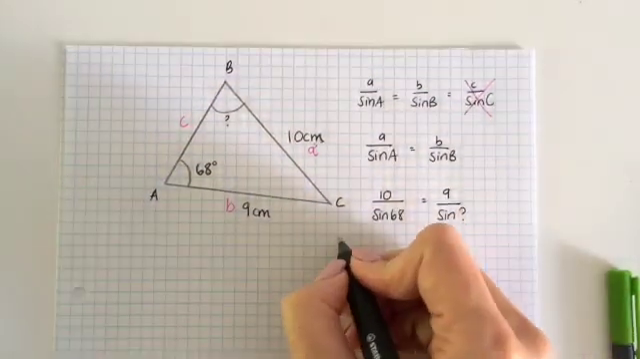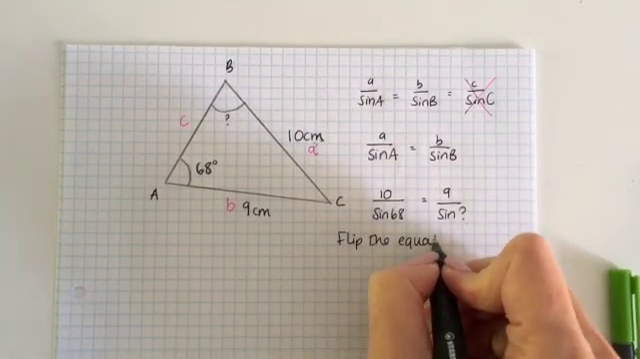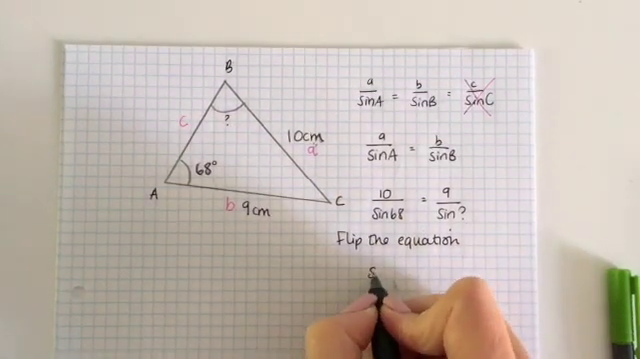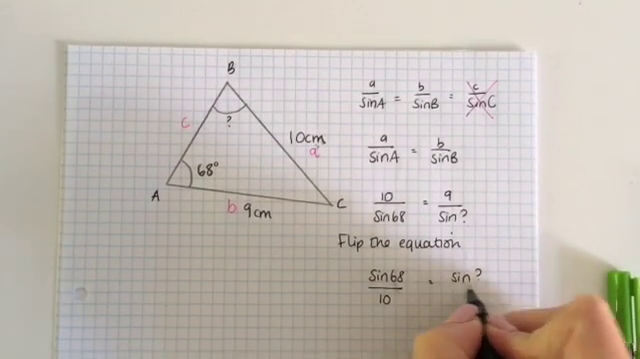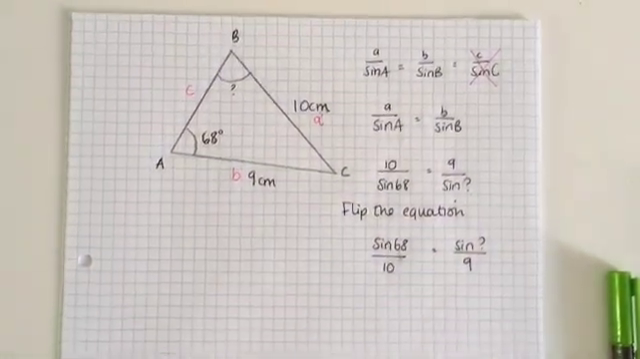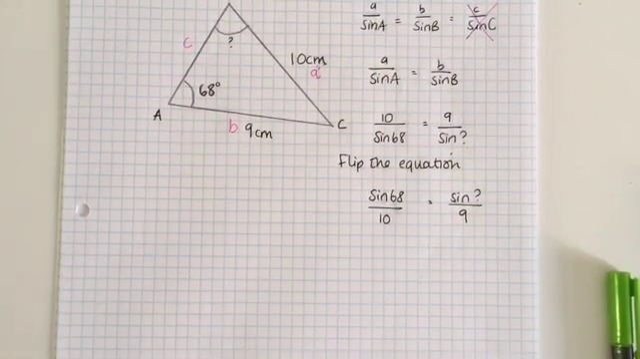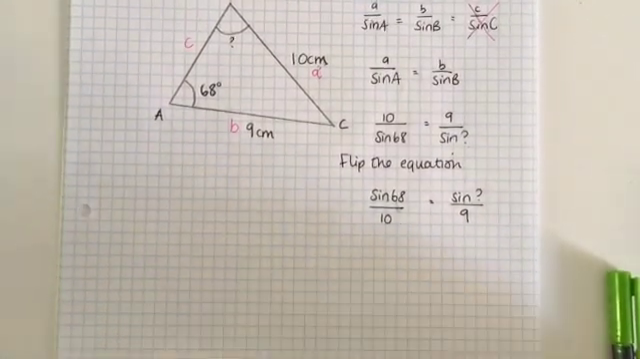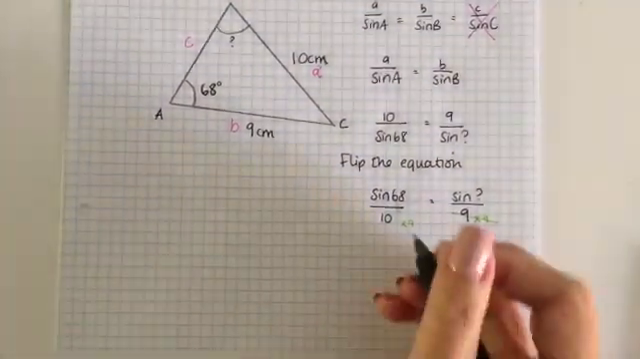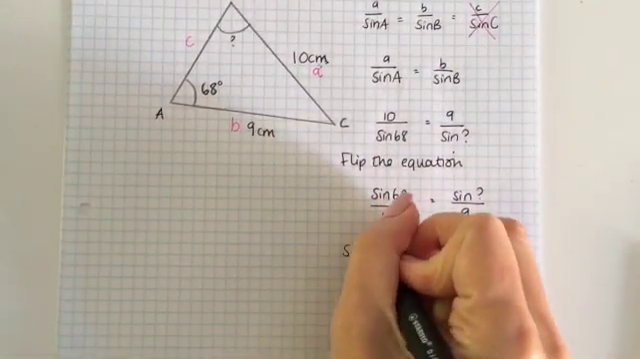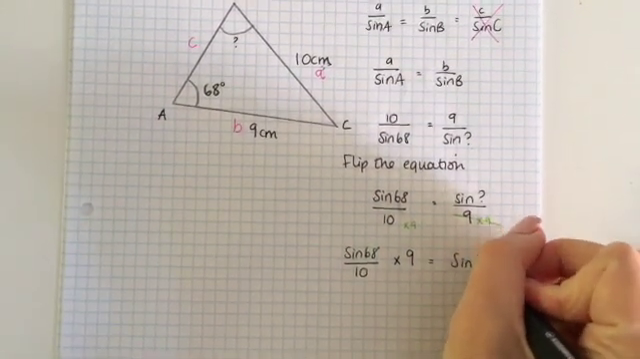So what we're allowed to do is flip the equations. We're allowed to write it as sine 68 over 10 equals sine of what we're trying to work out divided by 9. We're allowed to do that, which is really nice in the sine rule. So now what do we need to do? Well, I need to get rid of this 9, so I'm going to times each side by 9. So what I have is sine 68 over 10 times 9 equals sine of the question mark.